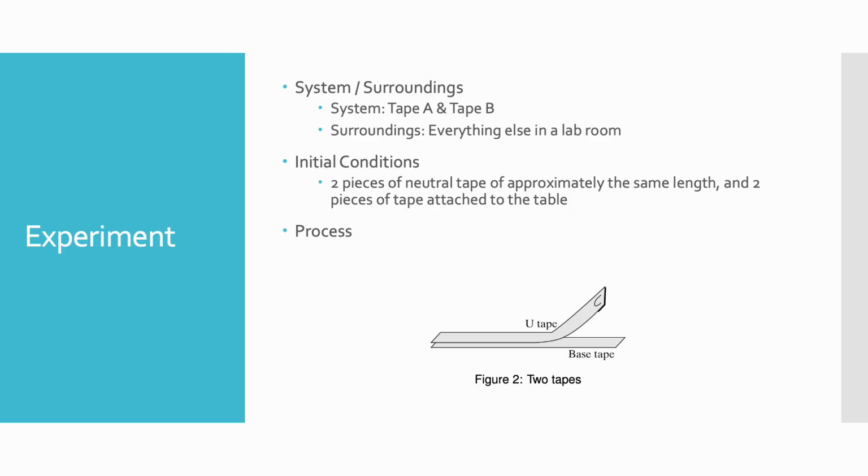Then I held one piece of tape in the air stationary, while my partner brought the other piece of tape gradually towards the other piece of tape until the two started repelling each other. We then marked down the distance at which the two started repelling each other.